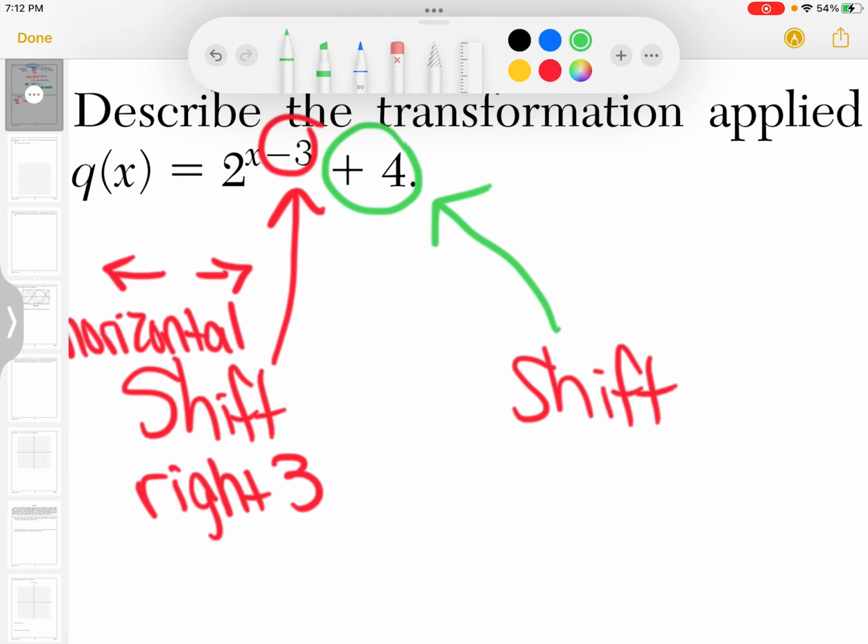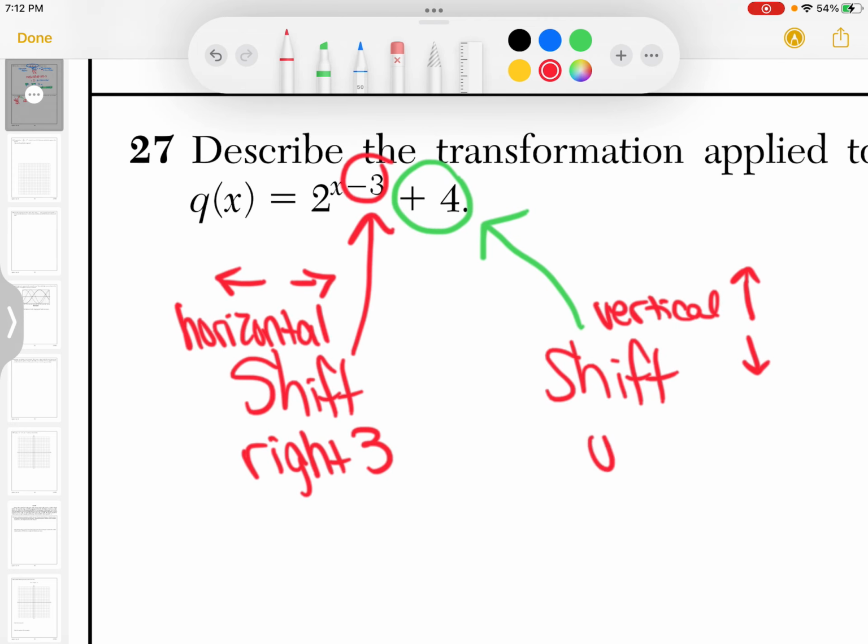Now the plus 4 is not directly happening to the x, it's happening to the whole function, which means it's a vertical change. It's changing the y. So it's either up or down, and vertical shifts are true to what you see. So when I see a plus 4, I know that that's going to be up 4.